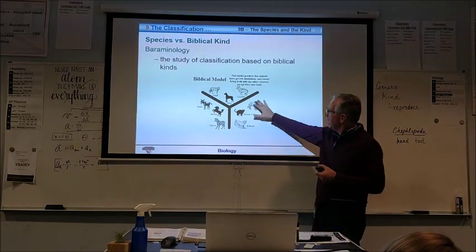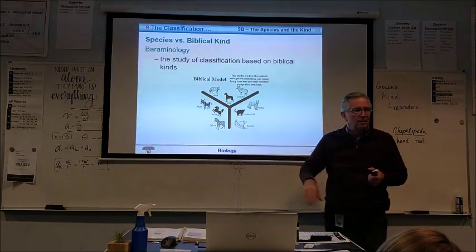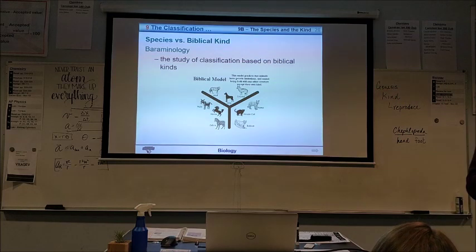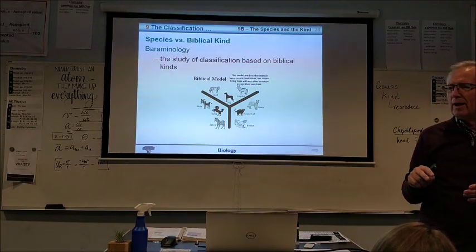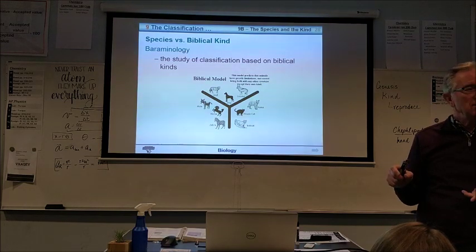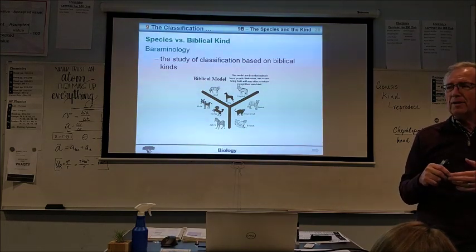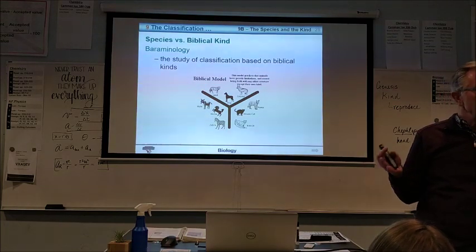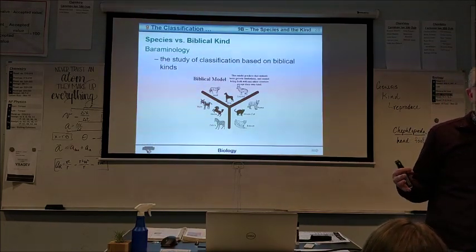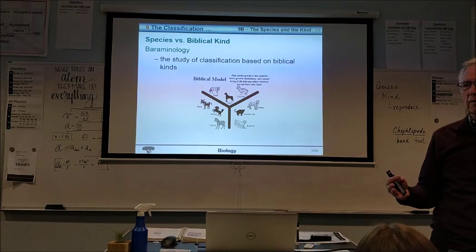Some of the cat family, just like we have a horse and a donkey and we end up with a mule, we have crossed some tigers and lions and we end up with something called a liger. Okay? Has some characteristics of both. Maybe they're in the same kind.